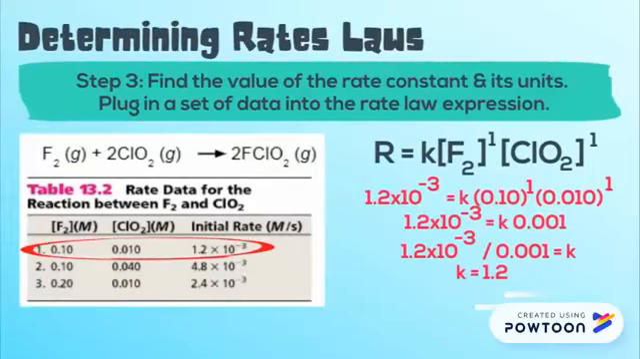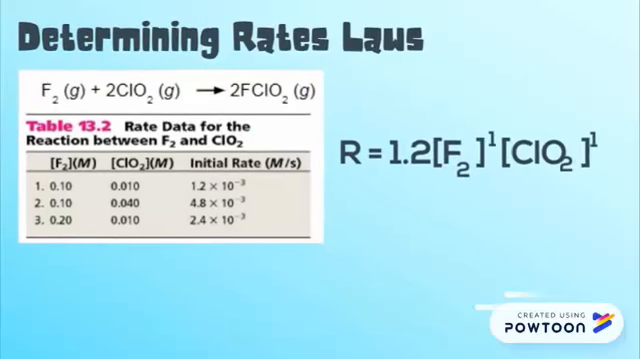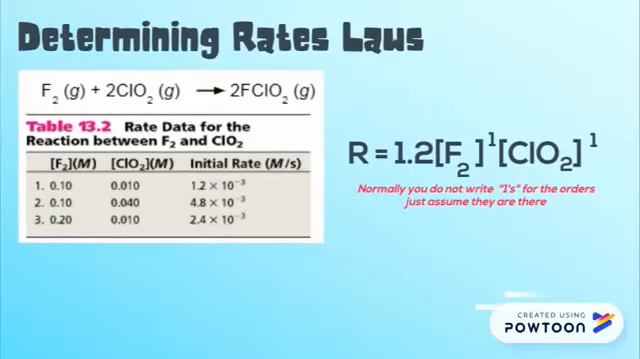Last, we want to find the units for K, which change depending on your rate law. So to get K by itself, we took the rate divided by both concentrations. Rate is measured in M per s, and we divided it by 2 molarities. So we're left with s to the negative 1, because it's on bottom, M to the negative 1 for our units. To sum up our rate law for this reaction, we have R equaling 1.2 times fluorine to the first order times ClO2 to the first order. K having a value of 1.2 and units of s to the negative 1, M to the negative 1.